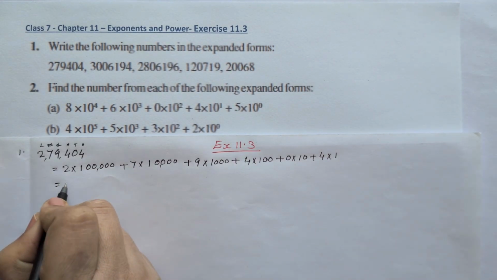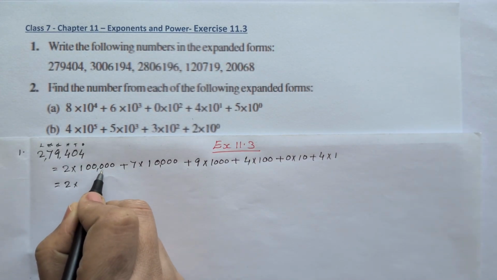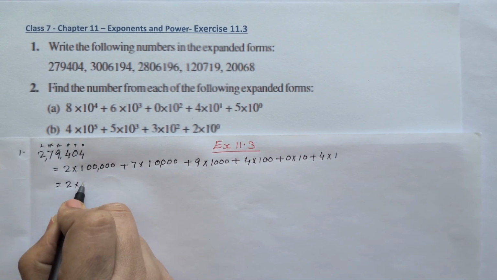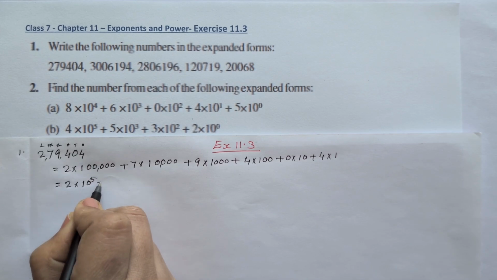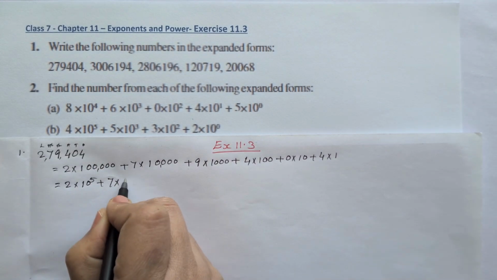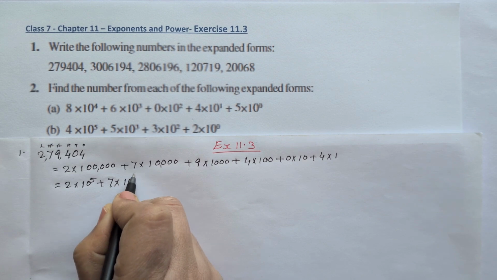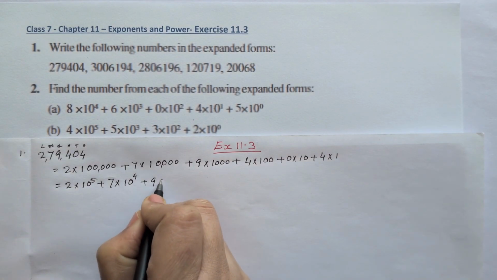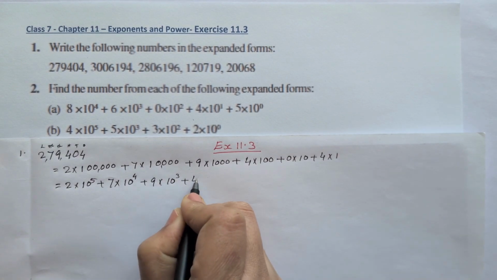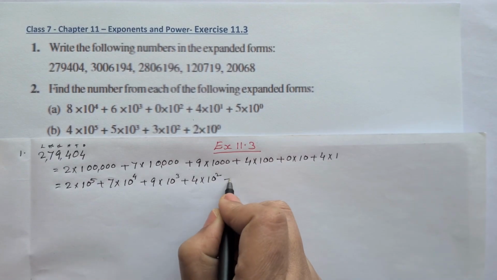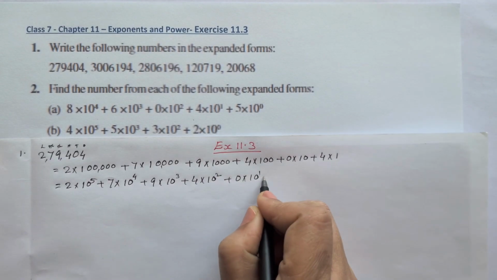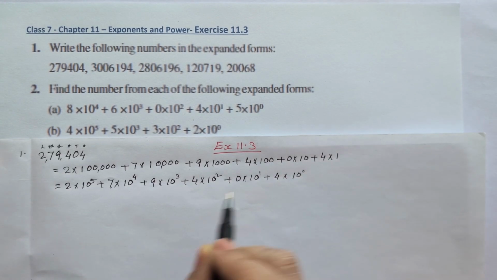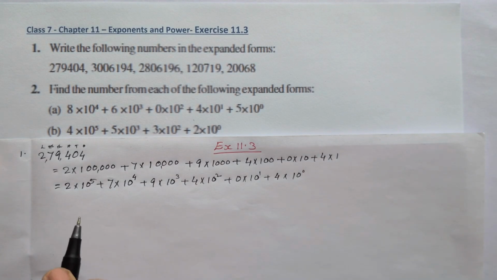This we can write as 2 into 10 raised to 5, here we can count 1, 2, 3, 4, 5. Plus 7 into 10 raised to 4. Then 9 into 10 cube plus 4 into 10 square plus 0 into 10 raised to 1 plus 4 into 1, which means 10 raised to 0. So this is the expanded form of that number.